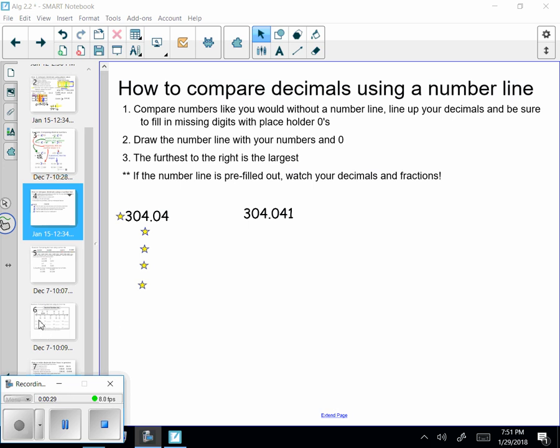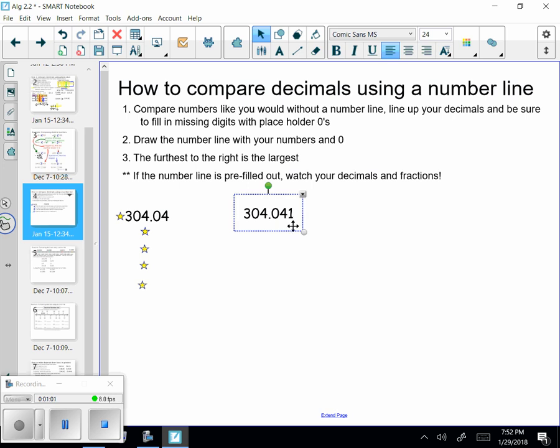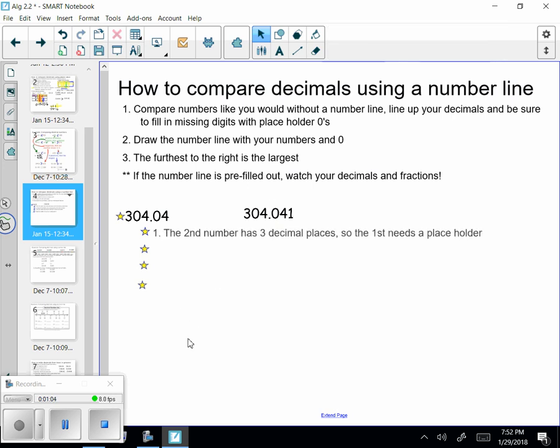If you have a number line that's pre-filled out, you've got to watch your decimals and fractions. But let's just start with how we do it if we get to write our own number line. We have 2 numbers, 304 and 4 hundredths, and 304 and 41 thousandths. Remember, I count my place value for decimals. Tenths, hundredths, 4 hundredths. Tenths, hundredths, thousandths, 41 thousandths.